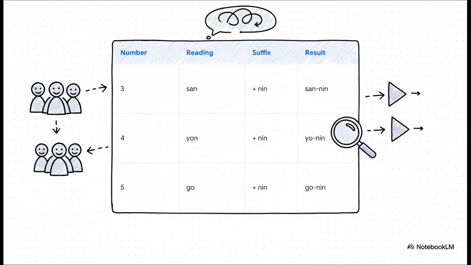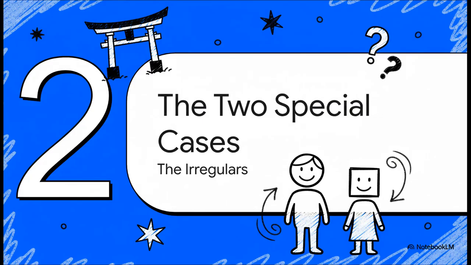Just look at how logical this is for most numbers. It's so straightforward. To say 3 people, you take the number 3, san, and add nin. Bam, san-nin. 4 people, yo-nin. 5 people, go-nin. See the pattern? From 3 all the way up, this simple rule is all you need. But you knew there was a but, right? Of course, there are exceptions. While that nin rule is awesome, there are 2 really common special cases that just decide to break the pattern completely. These are the 2 rebels you've just got to know by heart.